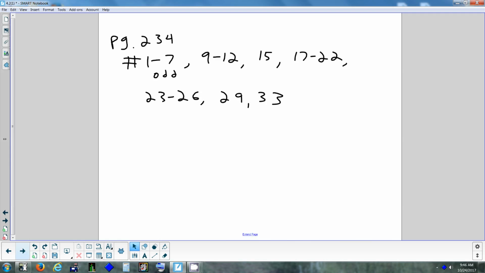Homework tonight is on page 234. It's 1 through 7 odd, 9 through 12, 15, 17 to 22, 23 to 26, 29, and 33.